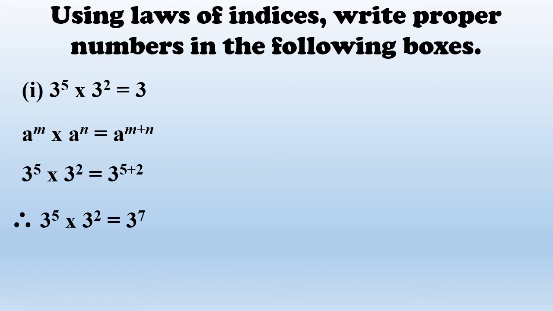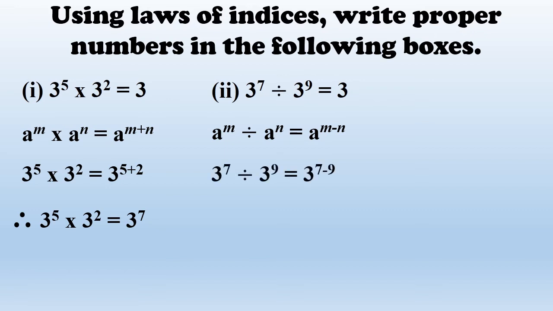Let us see the second question. The second law of indices can be applied to the second sum, that is 3 raised to 7 when divided by 3 raised to 9. As the law suggests, if the numbers with the same base and different indices are divided, the answer is obtained by subtracting both the indices. So, we will subtract 9 from 7, which will give us minus 2. Therefore, 3 raised to 7 when divided by 3 raised to 9 is equal to 3 raised to minus 2.